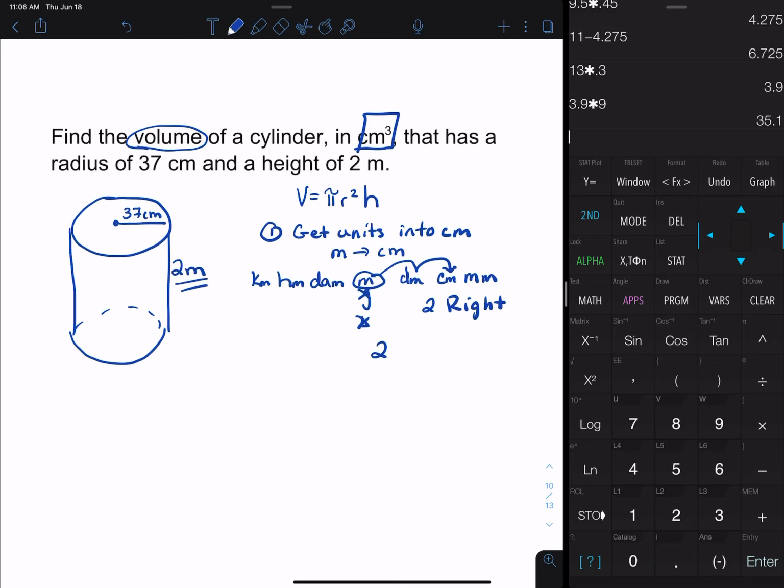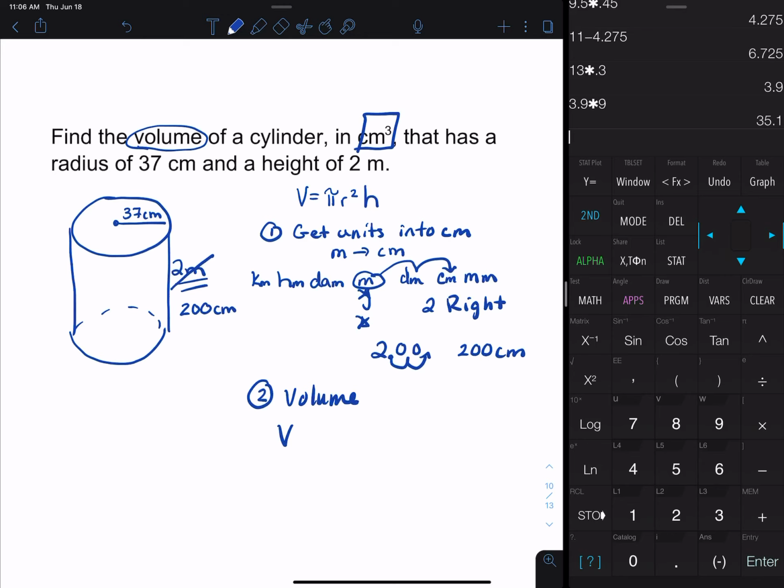So that 2 meters has a decimal point at the end of the 2. When I bump it 2 spaces to the right, I find that 2 meters is really 200 centimeters. So I'm not thinking 2 meters anymore. I'm thinking 200 centimeters. Now I can do that second step and actually find the volume.